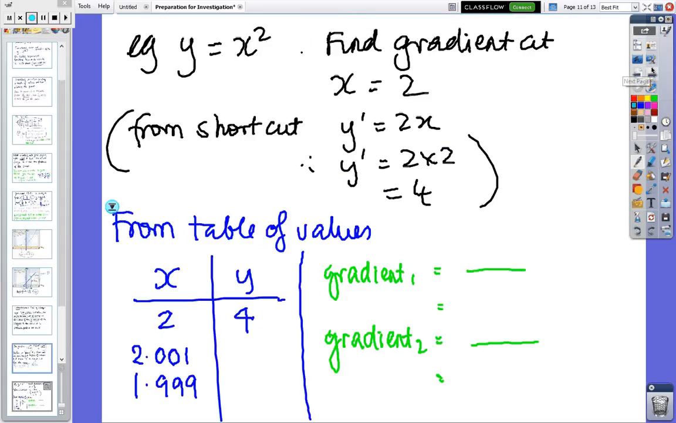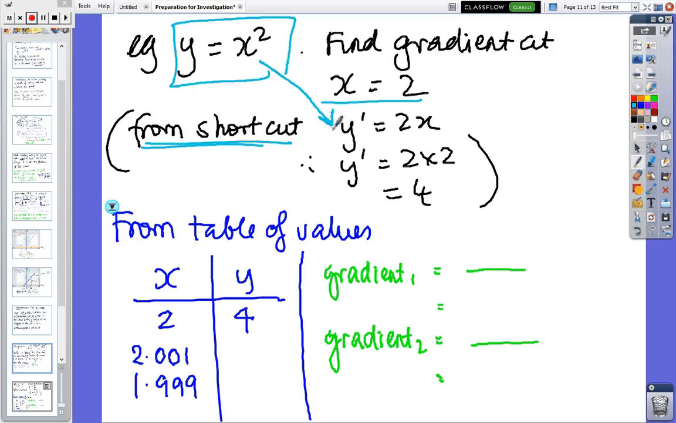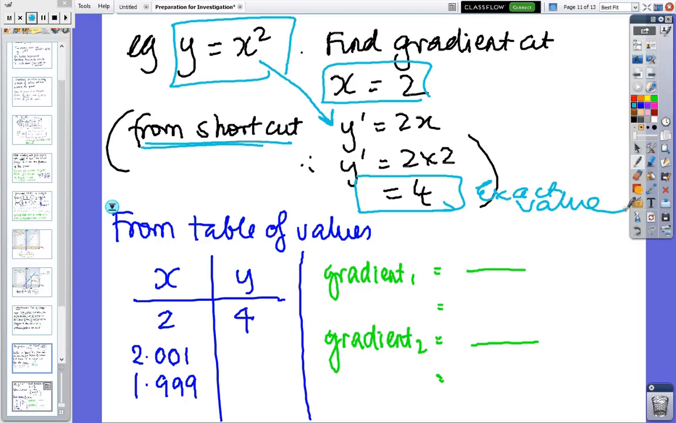Now, because we haven't done exponential derivatives, we're just going to start with a normal function. So if y equals x squared, and I'm going to find the gradient at x equals 2, I'm going to use the shortcut. If y equals x squared, the derivative is 2x. You should be able to remember how to do that. And then at x equals 2, the gradient is 4. So that's the exact value. Now what we're going to do is use the table of values and show that we can get pretty close to 4. So we've got a little bit above 2 and a little bit below 2.